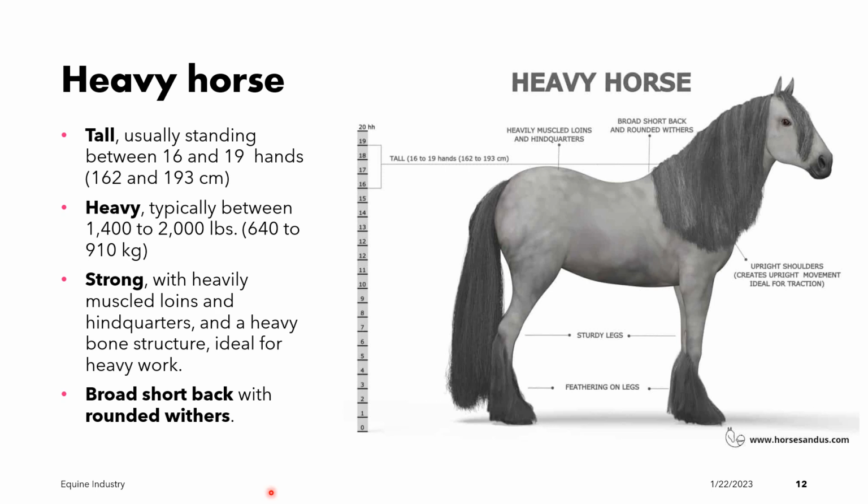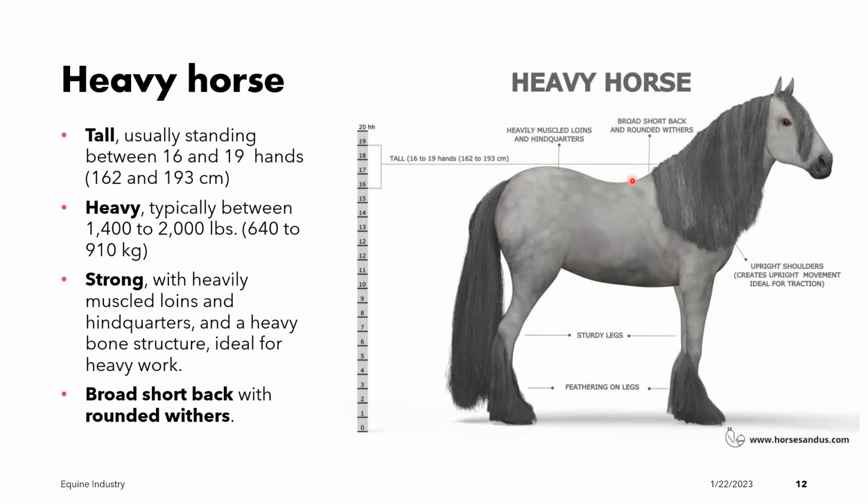The heavy horse is also known as the draft horse, D-R-A-F-T. This horse is tall, usually standing between 16 and 19 hands. It is heavy, typically 1,400 to 2,000 pounds or 640 to 910 kilograms. It is strong with heavily muscled loin. This part here is the loin area and the hindquarters. It has a heavy bone structure ideal for heavy work. That is why it is also known as the draft horse.